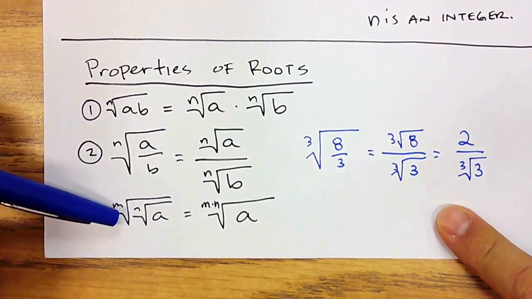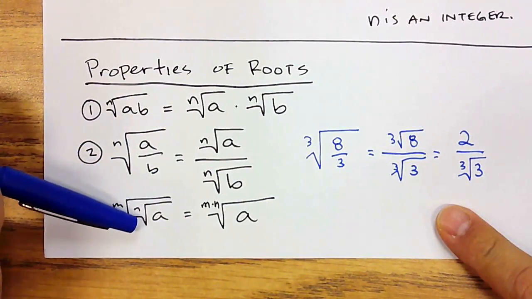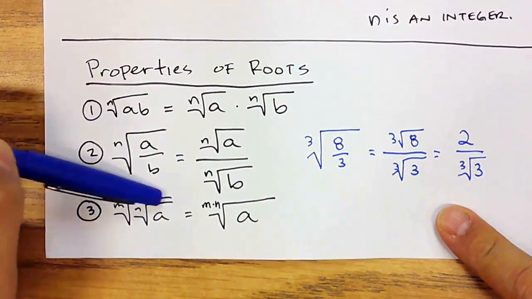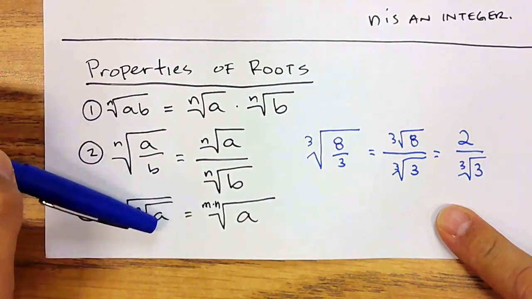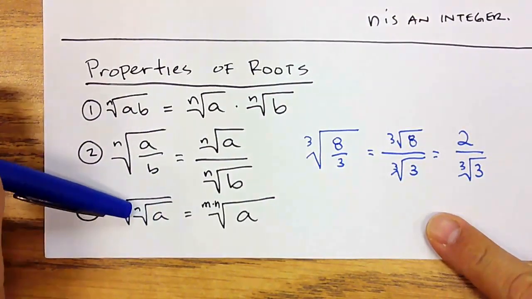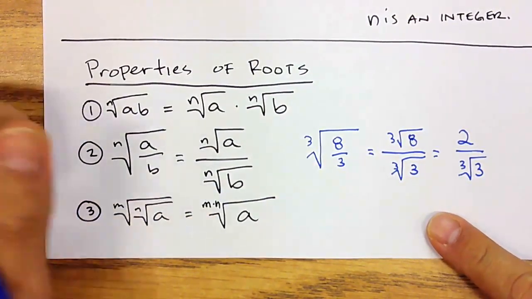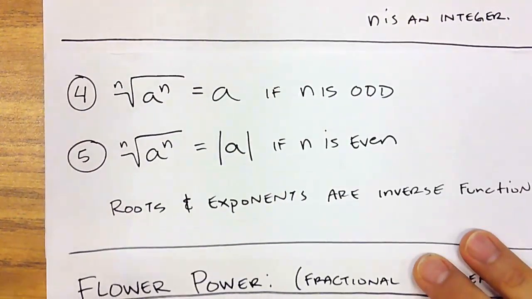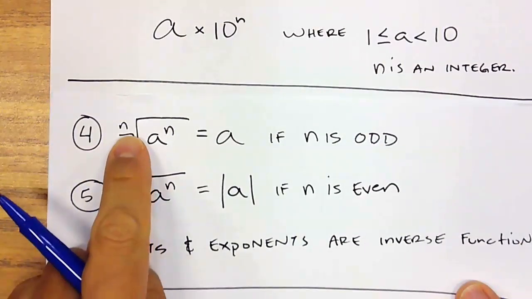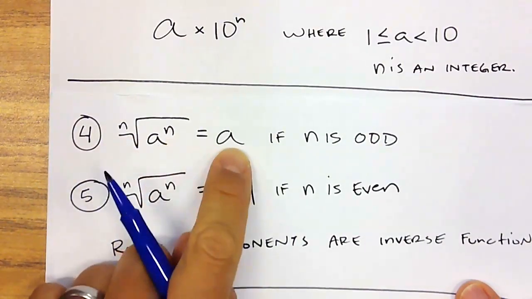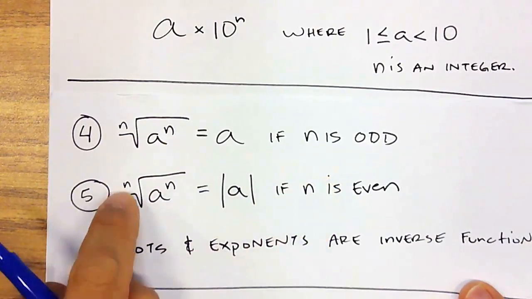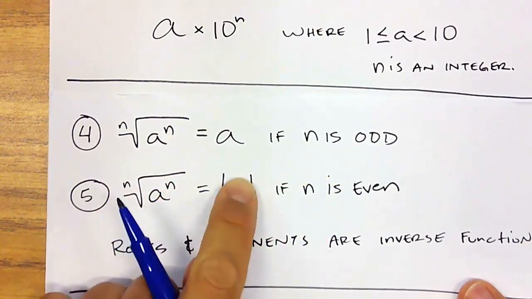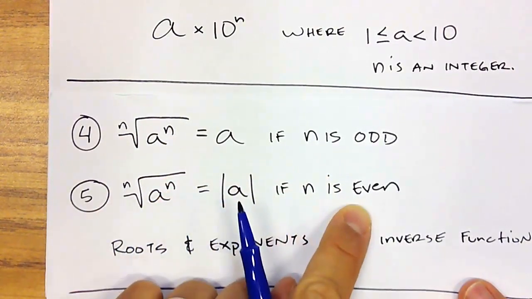So if we have 2 roots, the m root of a and the n root of b, we're going to multiply the roots. Okay. All right. So that's rule number 3. And then rule number 4 is this guy. The nth root of a to the n power is just a if n is odd. The nth root of a to the n power is the absolute value of a, always positive, if n is even.